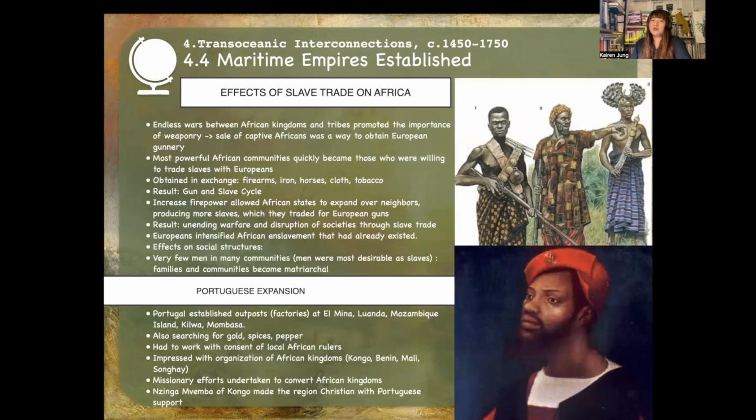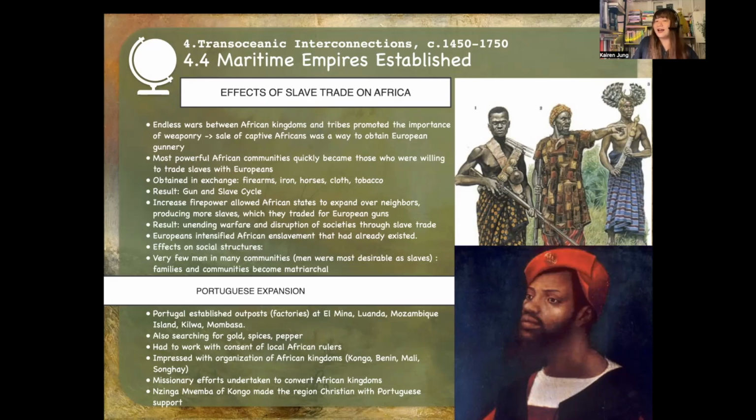There were endless wars between African kingdoms and tribes, promoting the importance of weaponry, because either you caught slaves or you became a slave. There was no middle ground, and so the sale of captive Africans was a way to obtain European gunnery. The most powerful African communities quickly became those who were willing to trade slaves with Europeans, and they obtained in exchange for the slaves firearms, iron, horses, cloth, and tobacco.